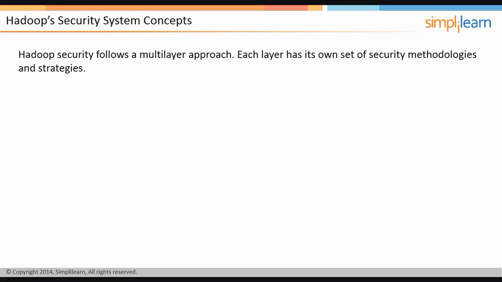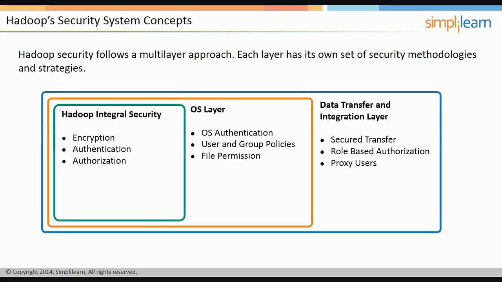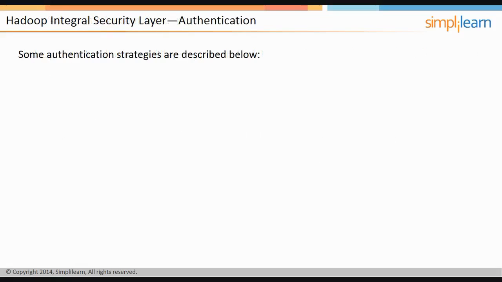Hadoop security follows a multi-layered approach. Each layer has a distinctive set of security methodologies and strategies. These are listed in the illustration on the screen. Let us discuss the strategies in the Hadoop Integral Security Layer in the following screens. Hadoop provides a few security control characteristics. Frequent upgrades of Hadoop are required for better security. Following are some of the crucial security characteristics available in Hadoop.